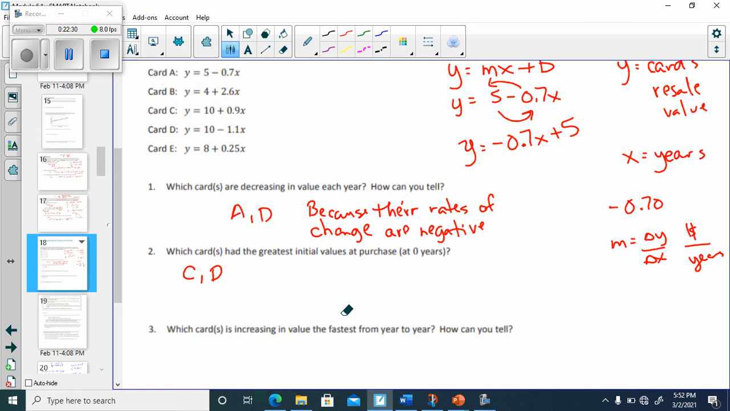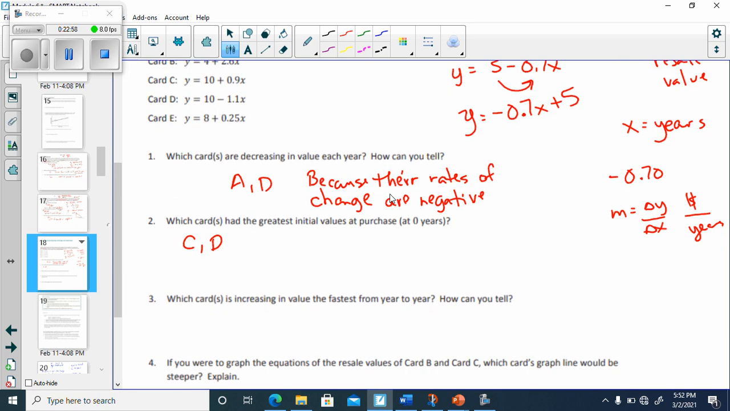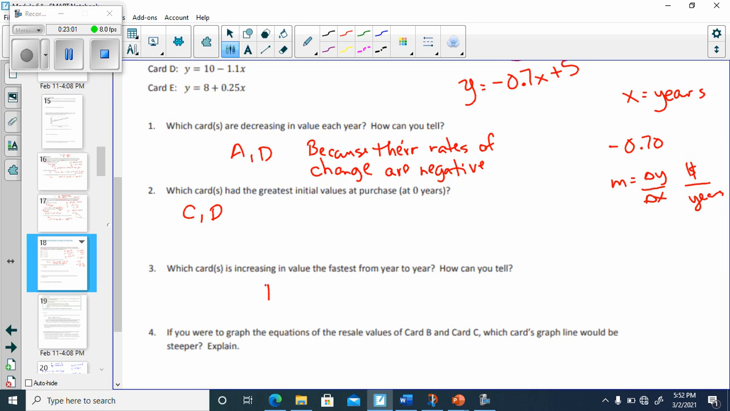Which cards are increasing in value with the fastest rate from year to year? How can you tell? Well, now we're looking at the rates. Which one's increasing faster? This one's decreasing. That one's increasing at $2.60 per year. This one's increasing at 90 cents per year. This one's going down $1.10 per year. This one's going up 25 cents per year. So B is the one that's going up faster, right? Its rate of change is bigger than everything else. It has the largest positive rate of change, right?